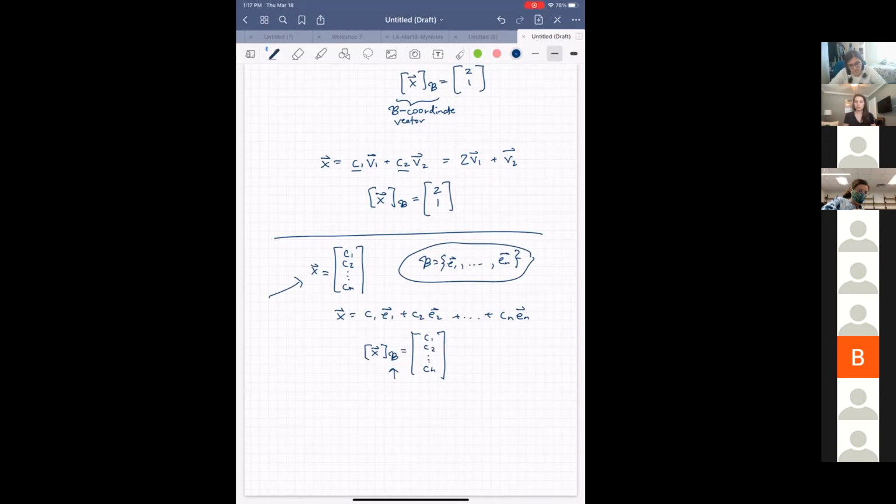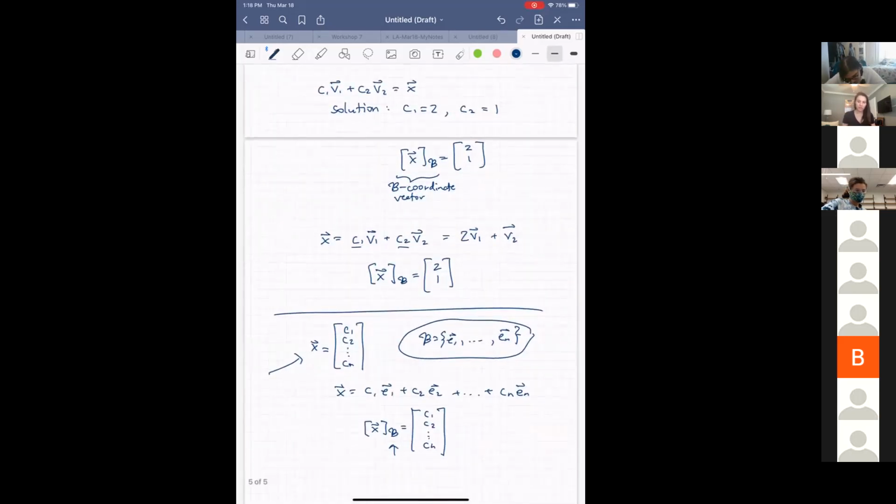Oh, whoa, my head hurts. So like all this time when we've been writing something as x, that is a way of writing it as x of B just for the standard basis. Yeah, it is. Whoa, weird.